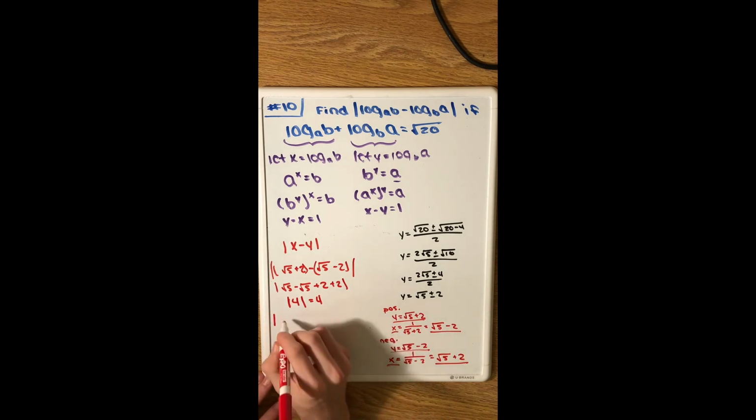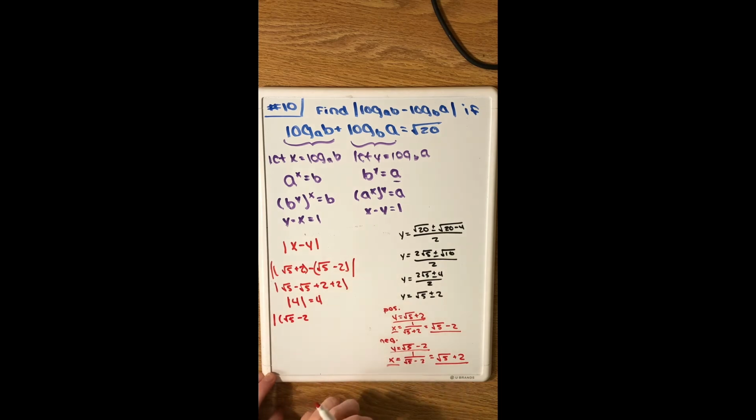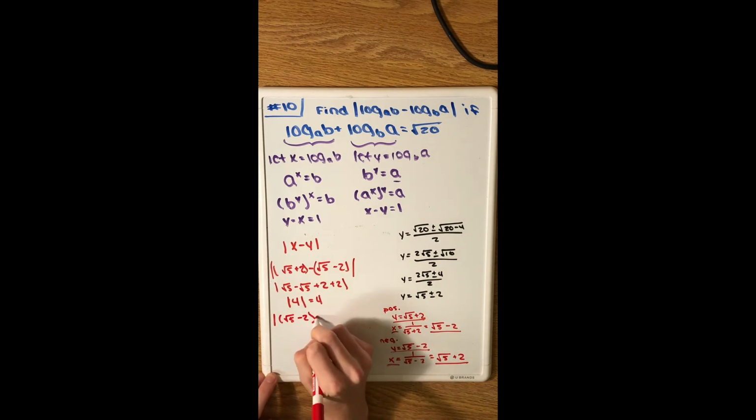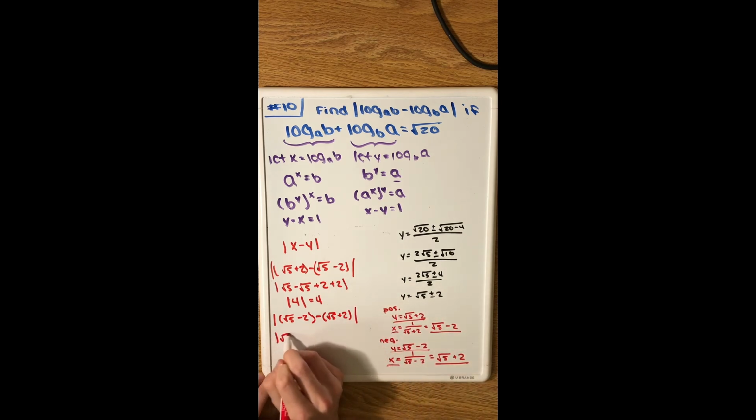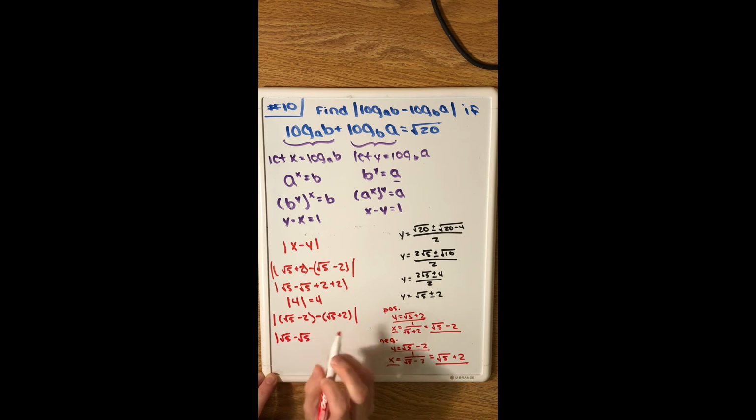Now if you take the opposite of this, you do radical 5 minus 2 minus radical 5 plus 2. Take the absolute value. This goes to radical 5 minus radical 5 minus 2 minus 2, and you get the absolute value of negative 4, which is simply equal to 4.